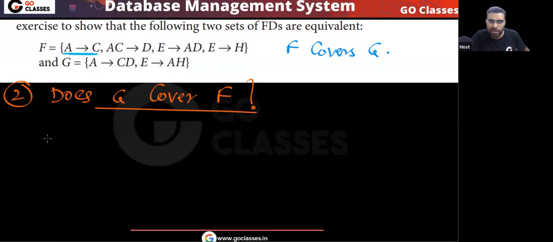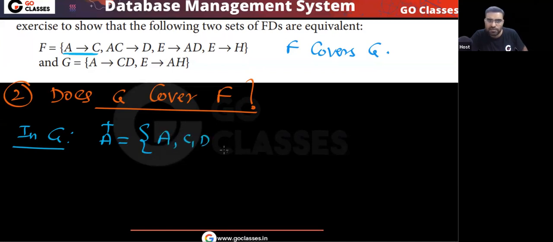What about this A determining C? Okay, so in G, what you will check? In G, you will find what is A plus. Tell me, what is A plus? A plus will be A, C, D. That's it. Yes or no? So can I say that A determining C? You got it, right?